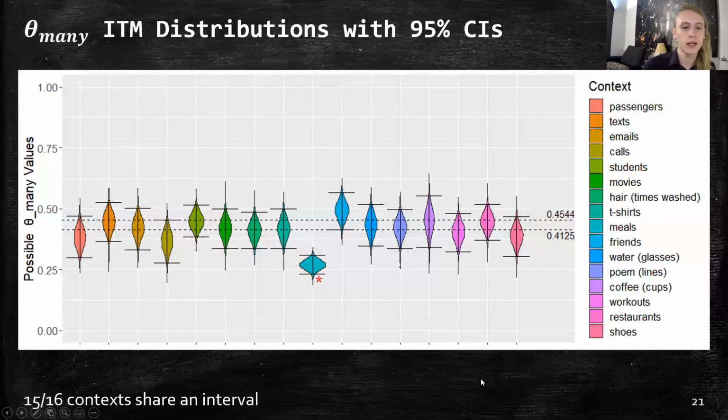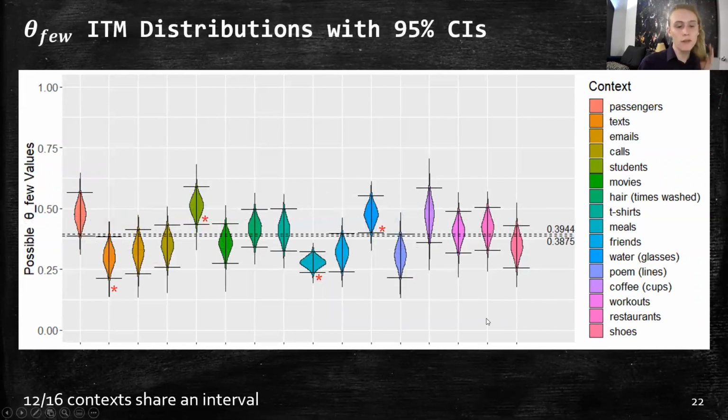All right, so for our theta many, we actually see 15 out of 16 contexts sharing an interval. Fantastic, right? We do have one outlier here, which I believe is meals, number of meals cooked at home in a week. And there is something funny going on with the expected value distribution, so there's a reason that it's an outlier. Another thing to note is that this interval is quite large, between 0.41 and 0.45. 15 out of 16 of these contexts share that large interval.